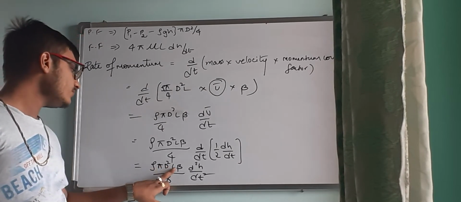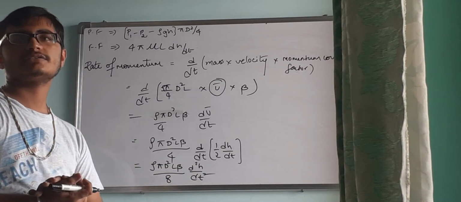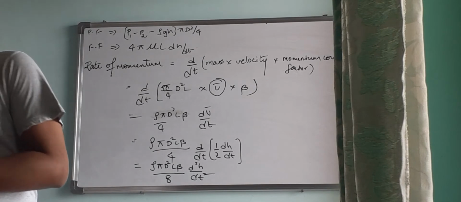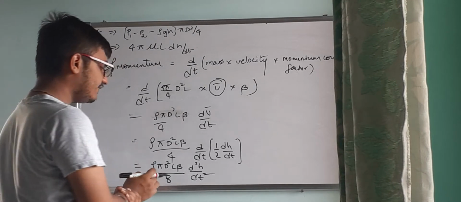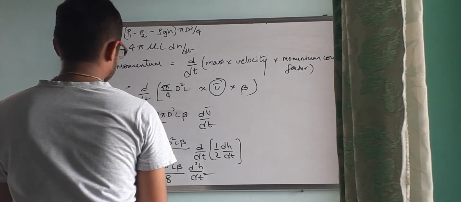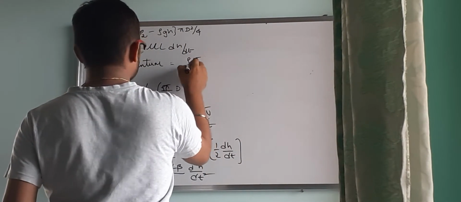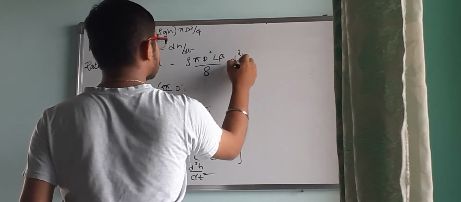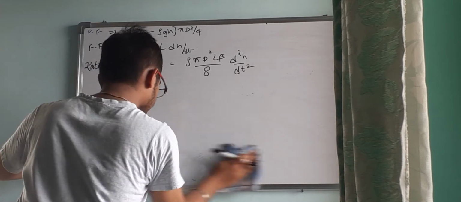Rho pi d square L beta by 8 into d square h by dt square. Is that clear? Is that clear, everyone? Rate of momentum. So therefore, rate of momentum is equal to rho pi d square L beta by 8 into d square h by dt square. So this is your rate of momentum.